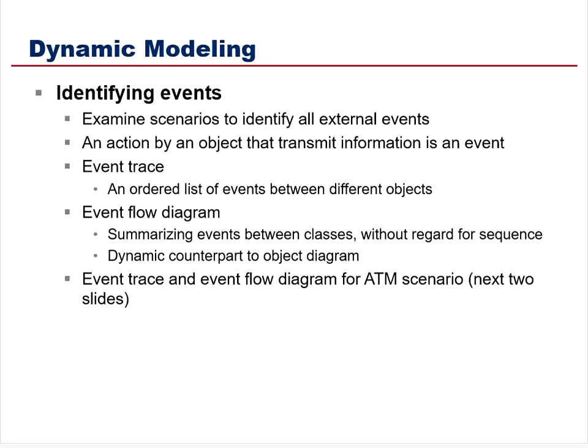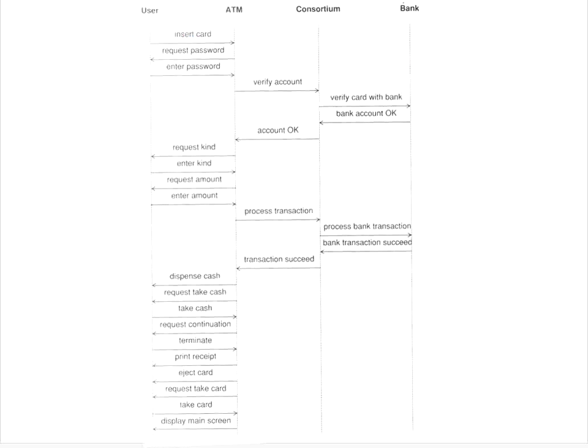The event trace consists of an ordered list of events between the different objects, and the event flow diagram summarizes the events between the classes without regard for the sequence, and it also consists of a dynamic counterpart to the object diagram. You can see this event trace and event flow diagram here. There are different objects: user, ATM, consortium, and banks. So this is the sequence of events, or the event trace. The event trace is an ordered list of the events between the different objects.